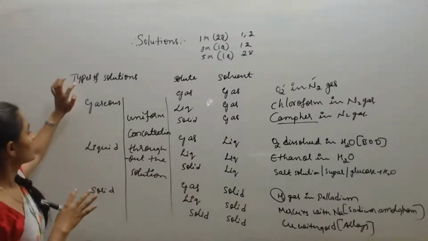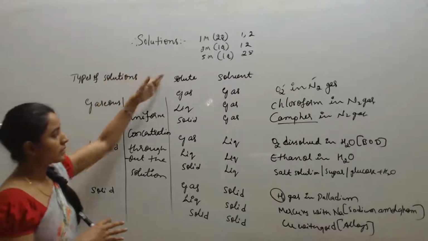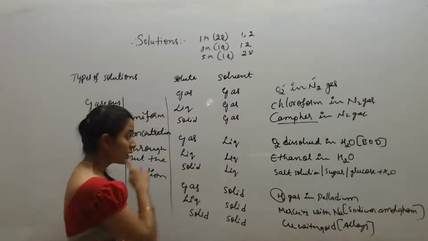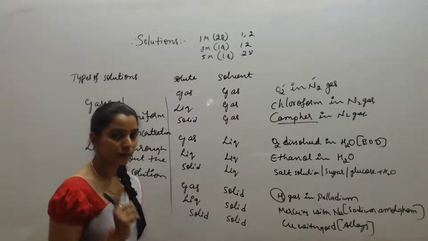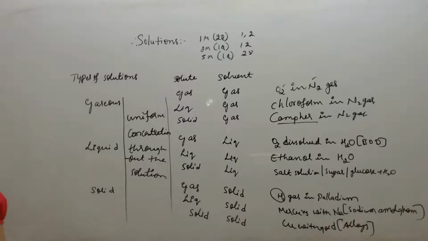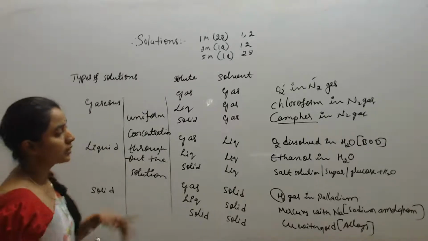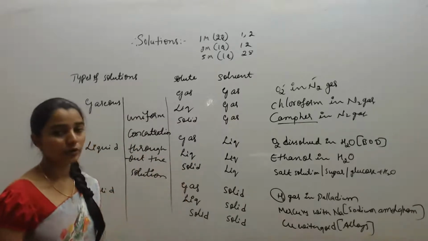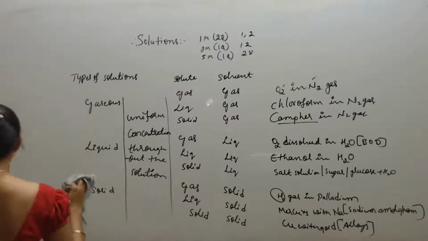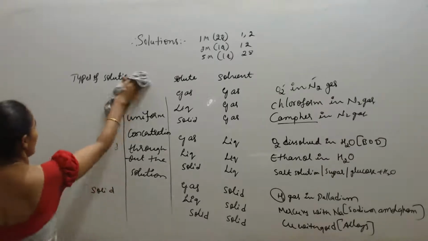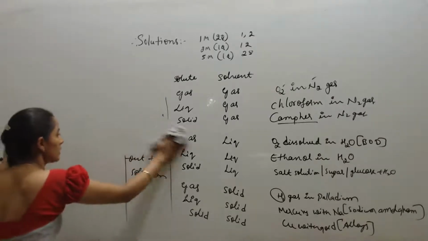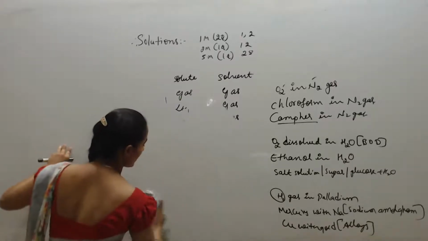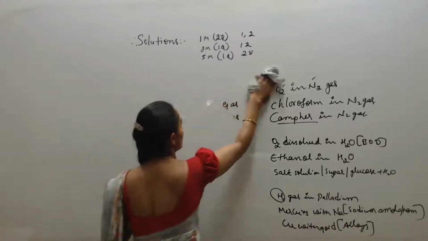So these are what types of solutions. Solute is in this phase, solvent is in this phase, then these are the examples. This chart is very important for 1 mark. Okay, remember I told you question number 1 and question number 2 come from this chapter. This chart is important for 1 mark. Okay. So the next one is concentrations in solutions.